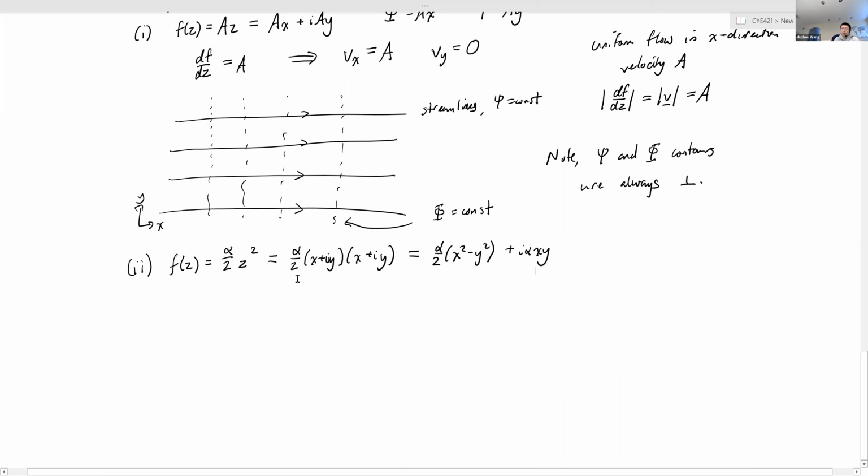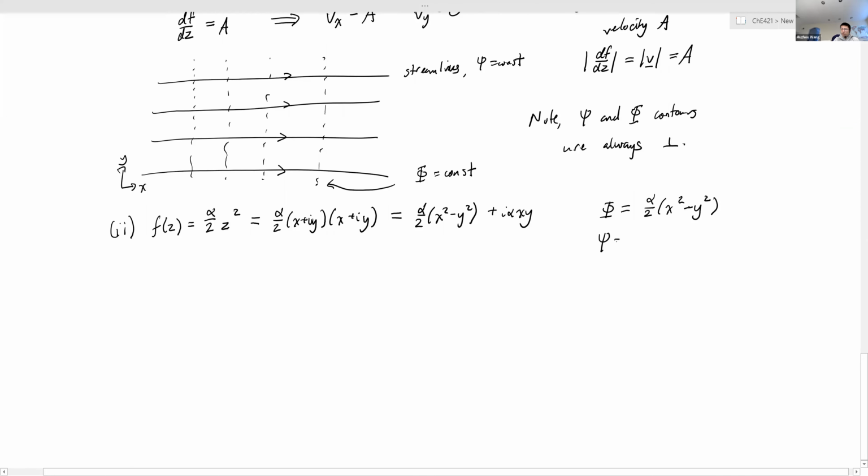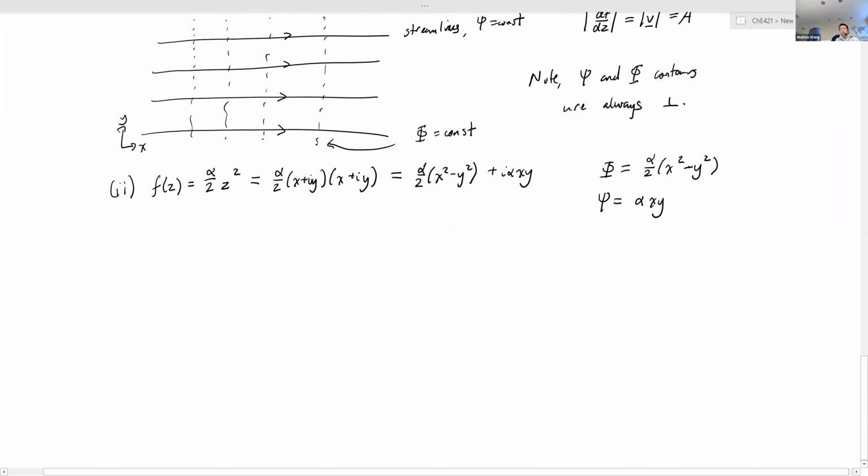That gives us a potential function that looks like this, and a stream function that looks like this. Because again, the potential function is the real component and the stream function is the imaginary component. Okay. If you wanted to, you could also calculate the actual velocity components here, Vx and Vy.